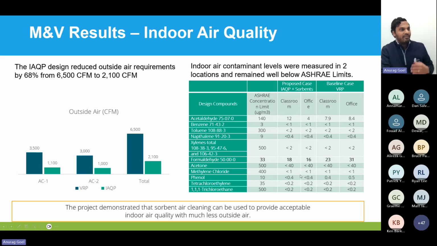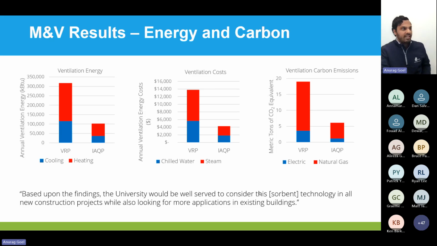And after the airside systems are reset to the IAQP outdoor air levels and the air cleaning systems were commissioned, the measured formaldehyde levels actually went down to less than 20 micrograms per meter cubed. And all other contaminants that are defined by ASHRAE as design contaminants were comparable to the baseline levels, but well below the ASHRAE defined limits for acceptable indoor air quality. So this is a really nice study. It demonstrated that we can safely use the IAQP to achieve acceptable indoor air quality with much less outdoor air and much less energy.